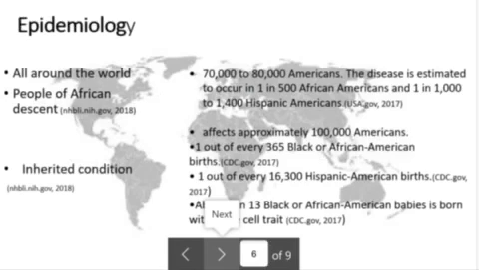Sickle cell anemia is found throughout the world, mostly in people of African descent. The disease is estimated to occur in 1 in 500 African Americans and 1 in 1,000 to 1,400 Hispanic Americans. It affects approximately 100,000 Americans today. It occurs in 1 out of every 365 Black or African American births, and 1 out of every 16,300 Hispanic American births.